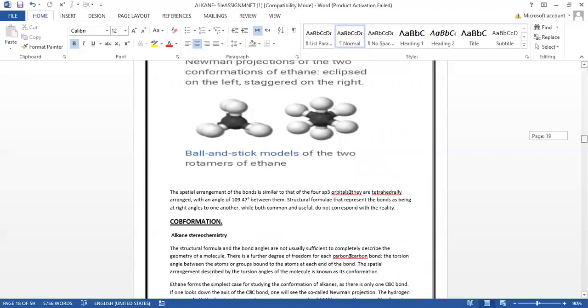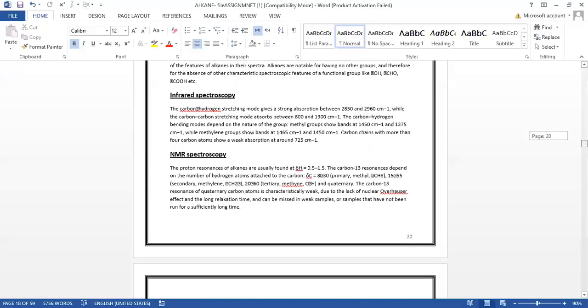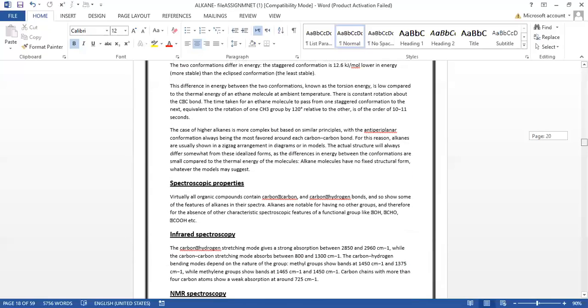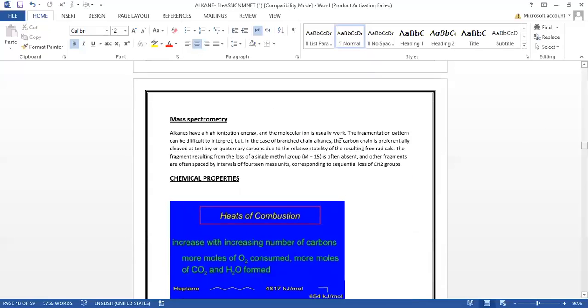These are the conformation tests of the alkanes: NMR, infrared, and mass spectroscopy. Alkanes have a high ionization energy and the molecular ion is usually very weak. The fragmentation pattern can be difficult to interpret. That's why the results are because of the free radical, and the fragment resulting from the loss of a single methyl group is often absent.